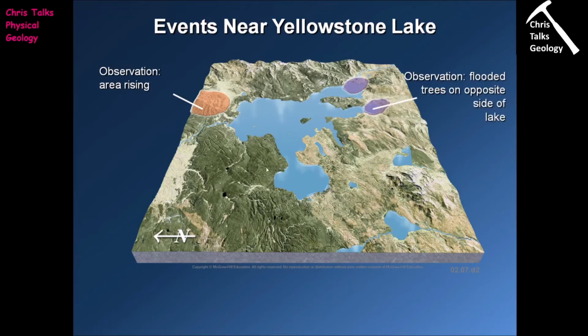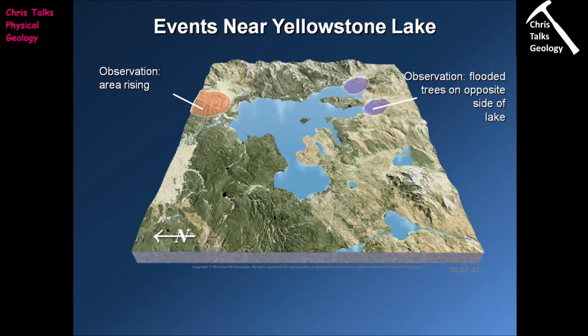So what we can see is that there are some areas of the Yellowstone National Park which we can see are actively rising. So we can see the ground there is on the way up. However, there are other areas of the Yellowstone National Park where we can see that areas are actively being flooded.